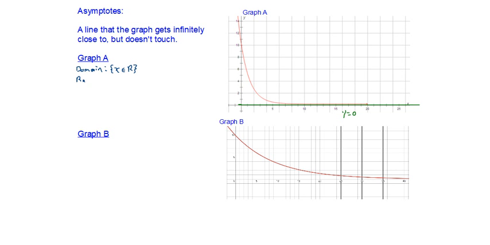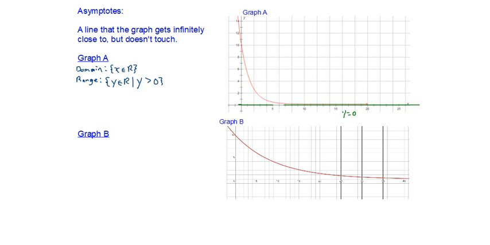For the range, remember the range is the possible y values. The y values for this function basically start somewhere way up here, and they come down and get closer and closer to 0, but never actually touch. So we say that y is an element of the real numbers such that y is greater than 0. We don't want to say greater than or equal to 0. We just want to say it's strictly greater than 0 because according to the graph, we're never actually going to get there. That line y equals 0 is an asymptote. Maybe we'll write that down in a second.